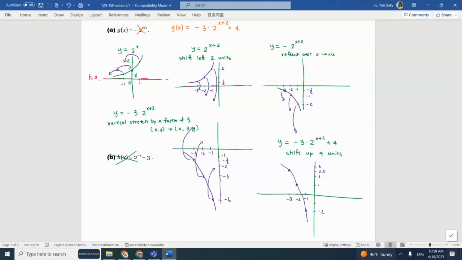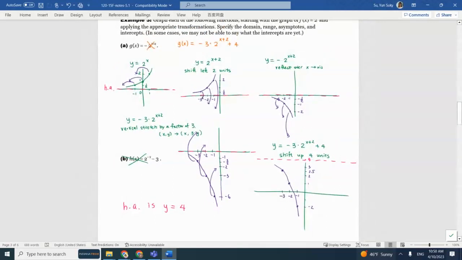And then when you flip over the x-axis, will your horizontal asymptote change? No. See, you flip the y, but it was 0, so it remained the same. Then here, when you multiply by 3, will your horizontal asymptote change? No. When you move up 4 units, will your horizontal asymptote change? Yes. And it is at y equals 4. So the horizontal asymptote is y equals 4.